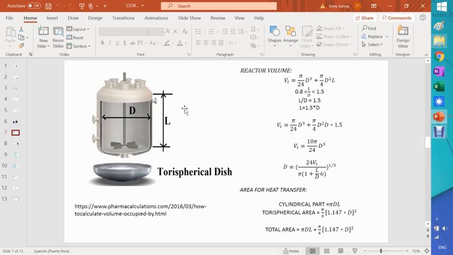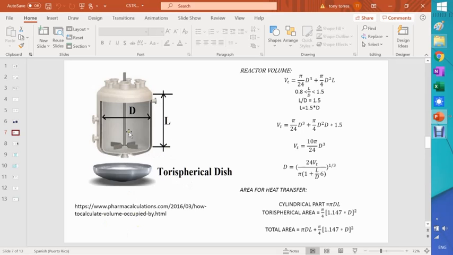So here we are. We need to calculate the area of the vessel, the area for heat transfer. Most of these vessels have a very typical design. It's a cylindrical portion, as shown here, with a diameter D and a length L. But there's this portion at the end, which is called a torispherical dish. You can read more about it on this web page.